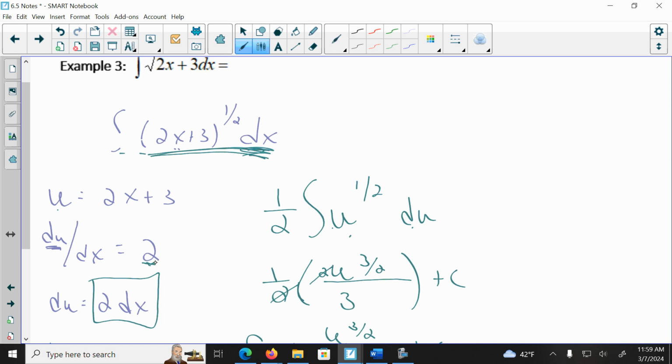So if I solve for du, because that's what I'm going to write here, I'm going to write a du here. Then I would just solve for du. So in this case, I would have to divide these by 2 or multiply by 1/2. Got it?